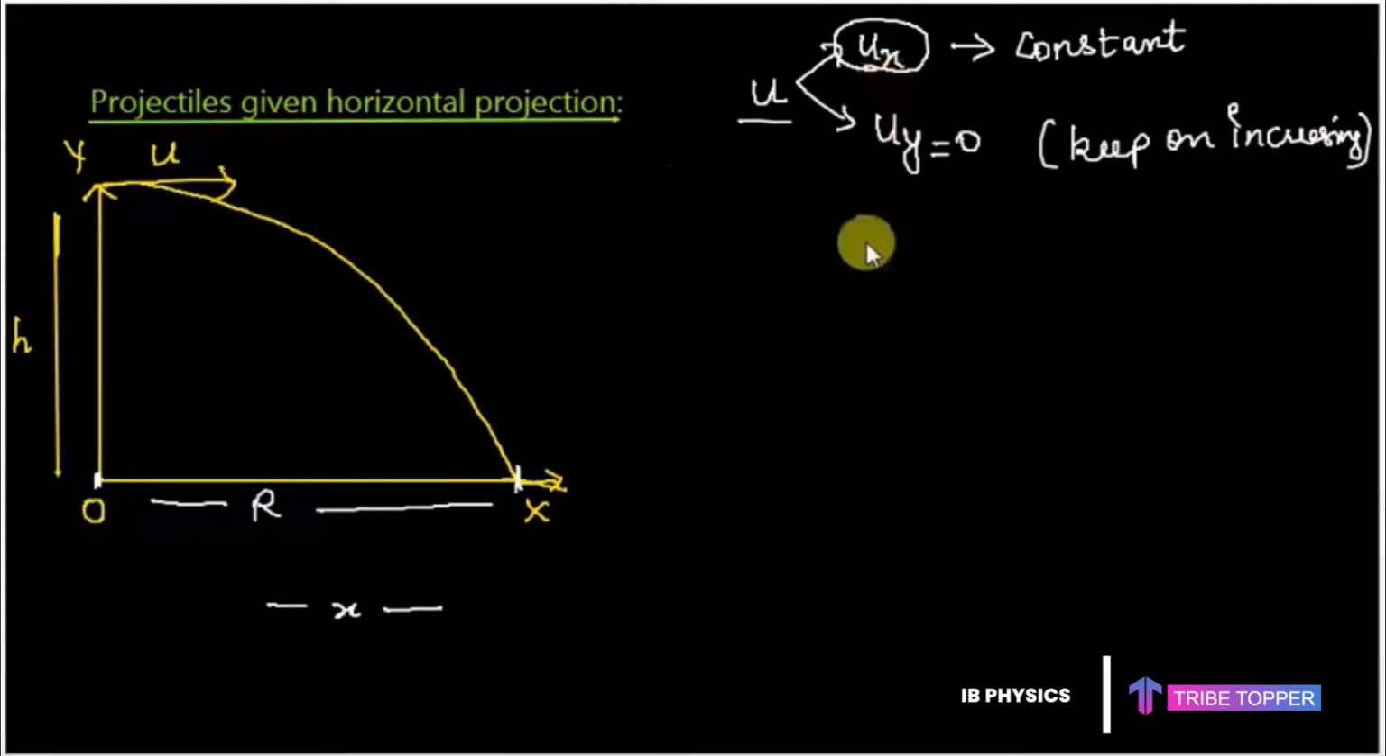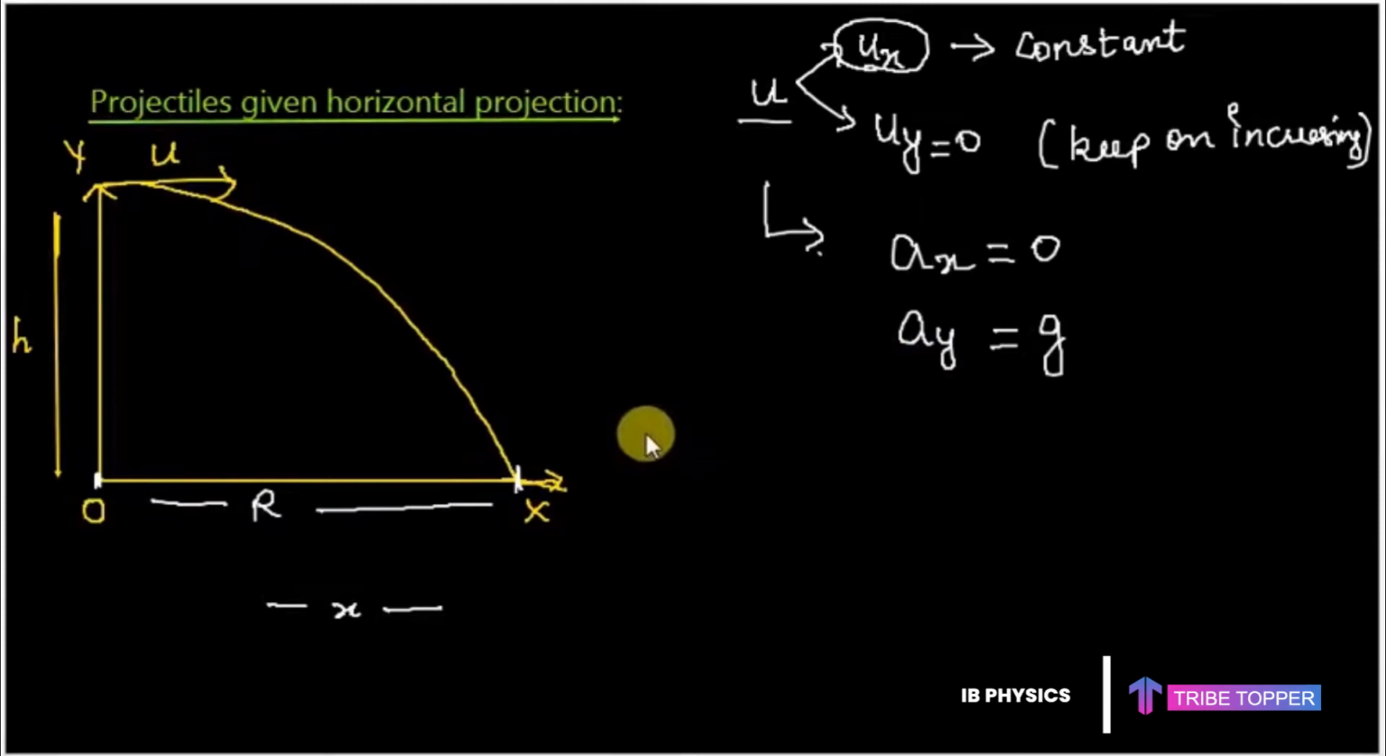And this gives you another thing, that ax is 0. Because ux is constant, ax, the acceleration along the horizontal, will be 0. And ay, the acceleration along the vertical, is going to be g, that is the acceleration due to gravity. So now we are ready to find the time of flight.